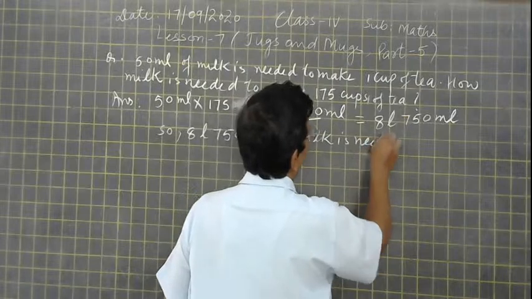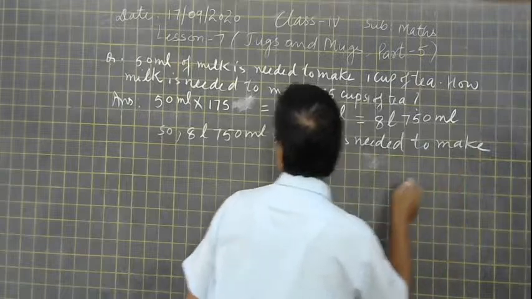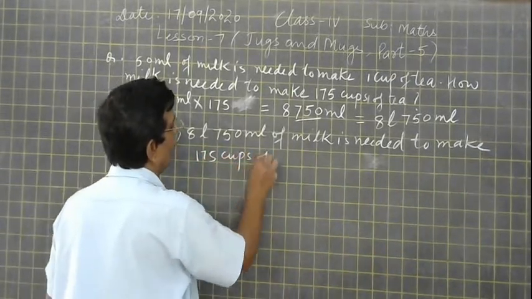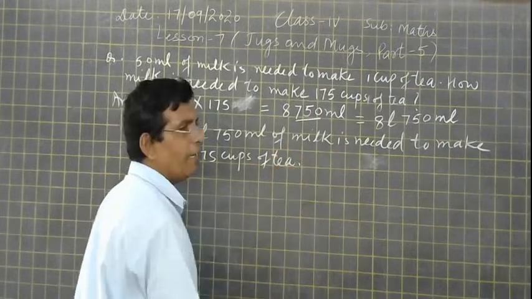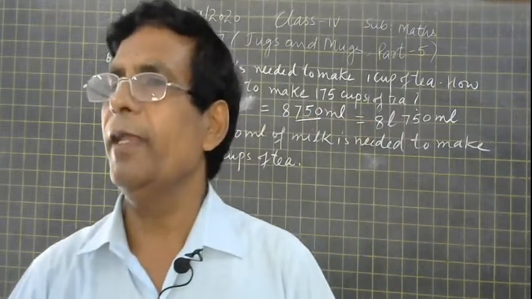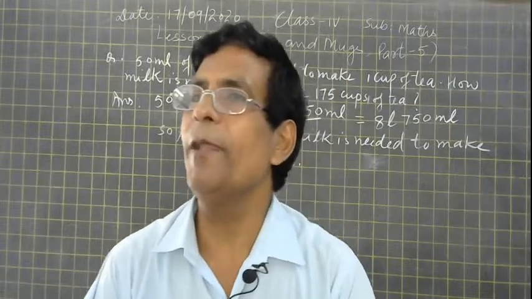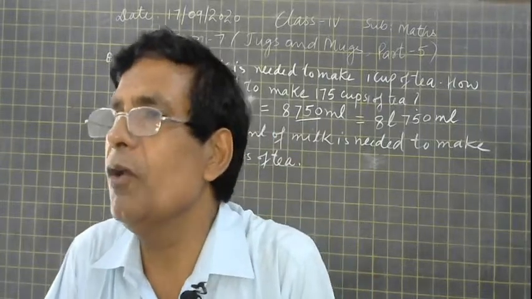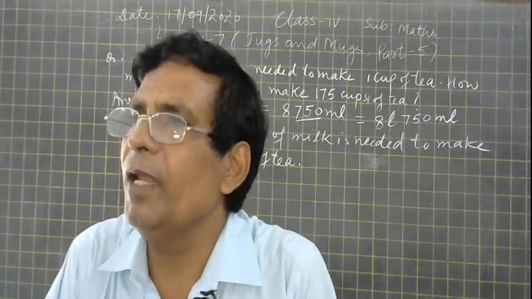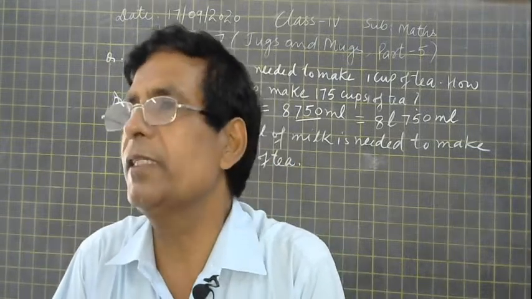is needed to make 175 cups of tea. Okay, so I think you understood these things, and that is sufficient for today, and as time is also going to be over, whatever doubts you have, you put up your doubts and I will solve them in the next class.